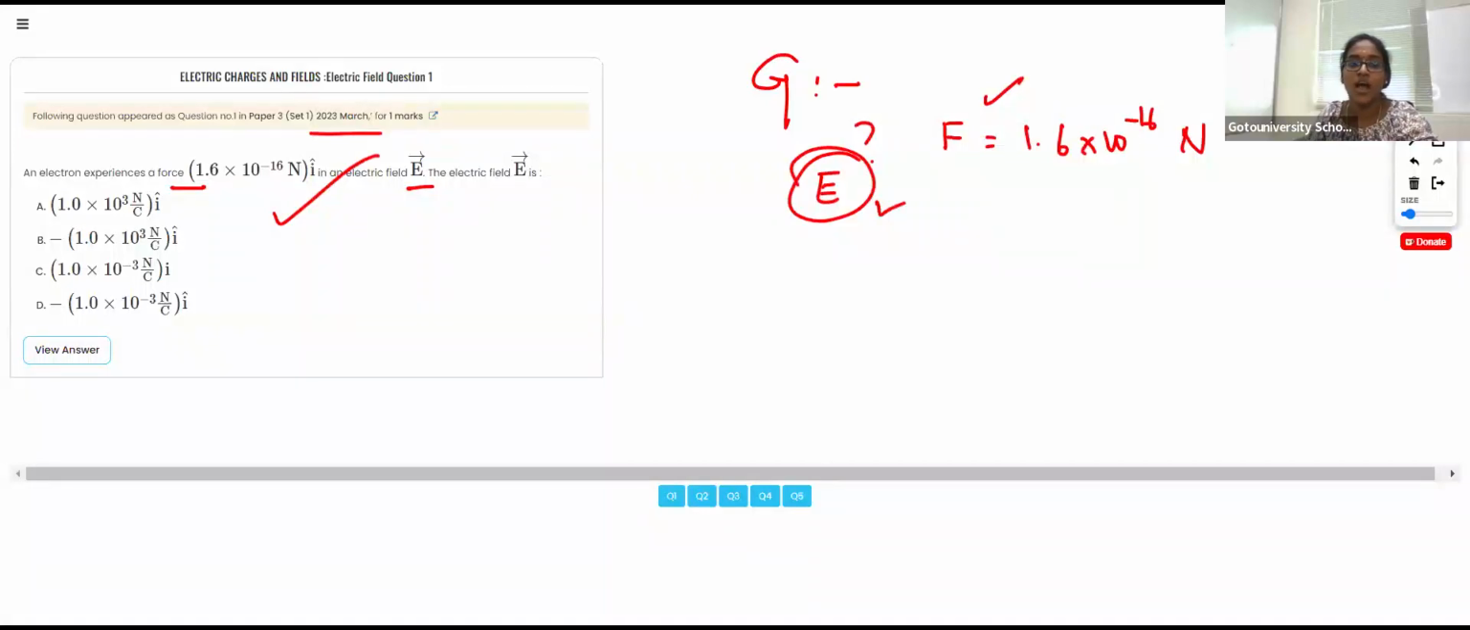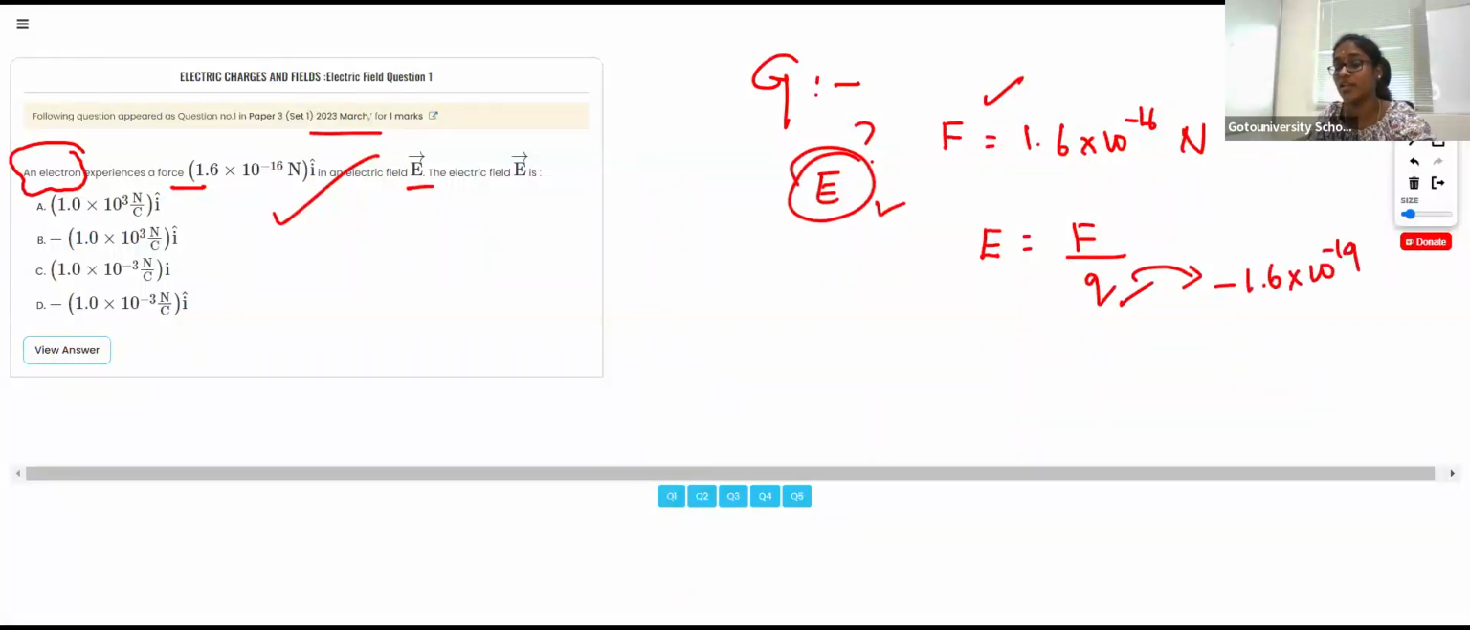So now, how to calculate the electric field? E is equal to F over Q, right? So what is the value of Q we are going to use here? There is no value for Q here. But read the question. It was mentioned that it is an electron, right? So what will be the value of the electron's charge? It will be negative 1.6 times 10 to the power negative 19. Make sure in the place of electron, you use negative. If it is mentioned only the charge, then you can use 1.6. Here we are going to divide this and we will get the value of E.